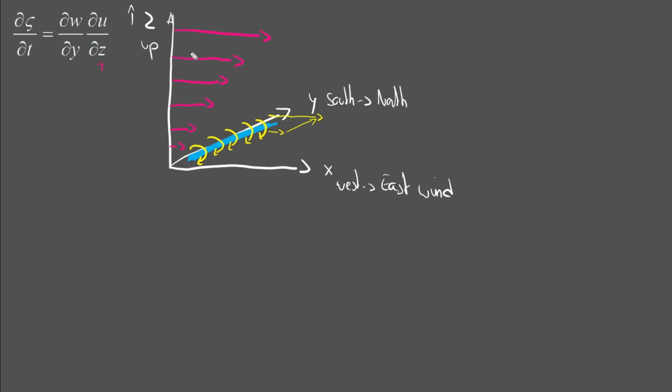Now, we've uncovered this one. Since du/dz is positive, there is horizontal vorticity. Put a tube in here, it will start to rotate, okay? Which means du/dz is positive.